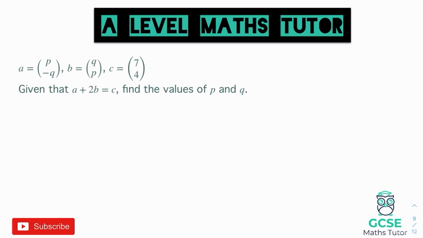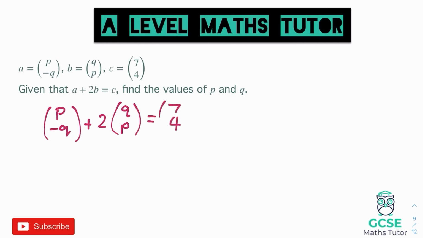Well, first of all, let's work out what a plus 2b is. So we've got a, which is p over minus q, and we're going to add to that 2 lots of q over p. And it says that that is equal to c, which is 7 over 4. Now, first thing to note here is we have 2 unknowns. We've got a p and we've got a q. And there's a little hint in that, whenever we do have 2 unknowns, sometimes we may have to look at simultaneous equations. There's a little bit of a hint in here that we may have to involve another topic within this question. So let's have a look.